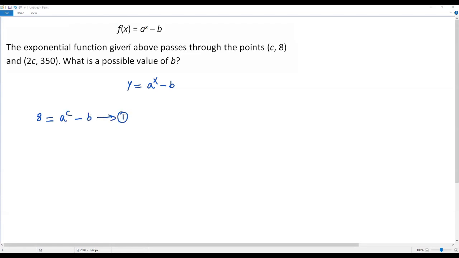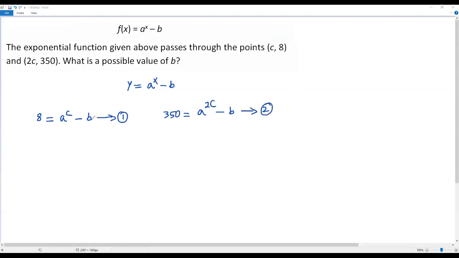And also the graph of the given function passes through this point as well, that is (2c, 350). So we can plug in the x coordinate 2c for x and 350 for y. Then I'm getting 350 = a^(2c)^(-b). Let me consider this equation number 2.